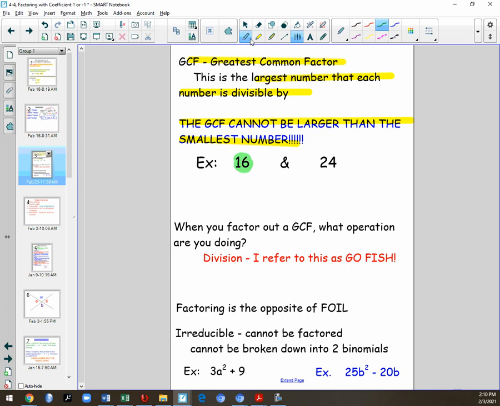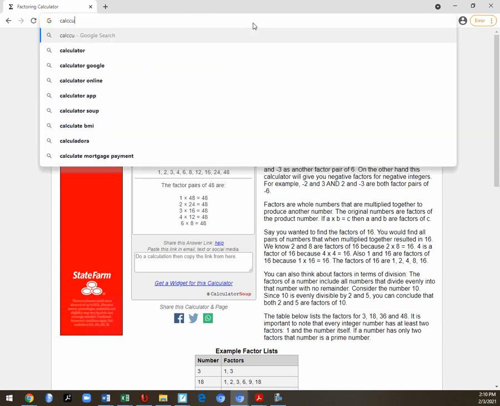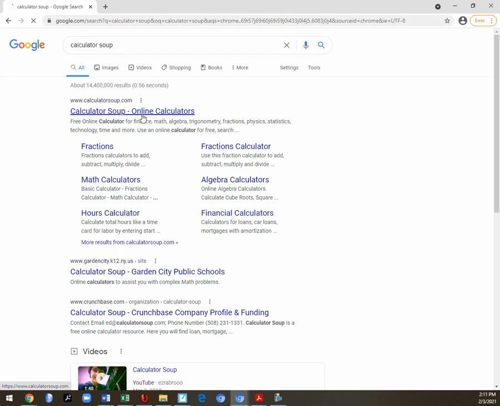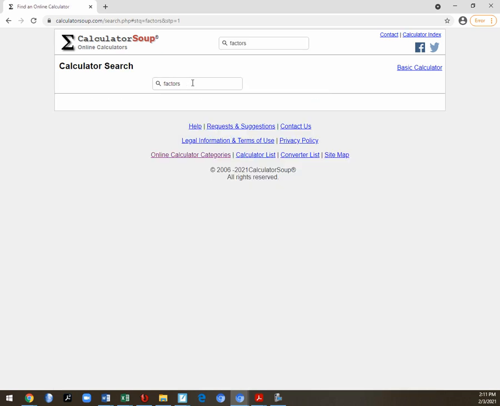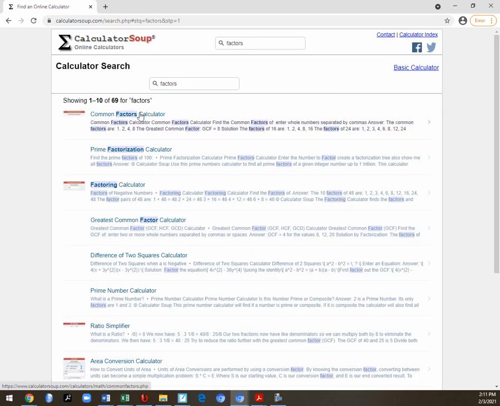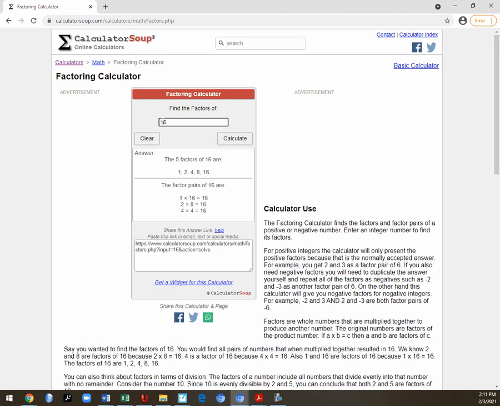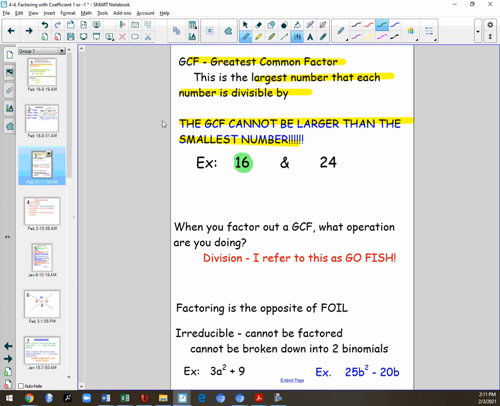So what are all the factors of 16? Well, I'm going to take you over here to Calculator Soup. Calculator Soup is an online calculator, and you're going to put factors right here. And we want the factoring calculator. Okay, so I'm going to put in the number 16. The factors of 16 are as follows: 1 and 16, 2 and 8, 4 and 4. So I'm going to come over here and write those down. 1 and 16, 2 and 8, 4 and 4.